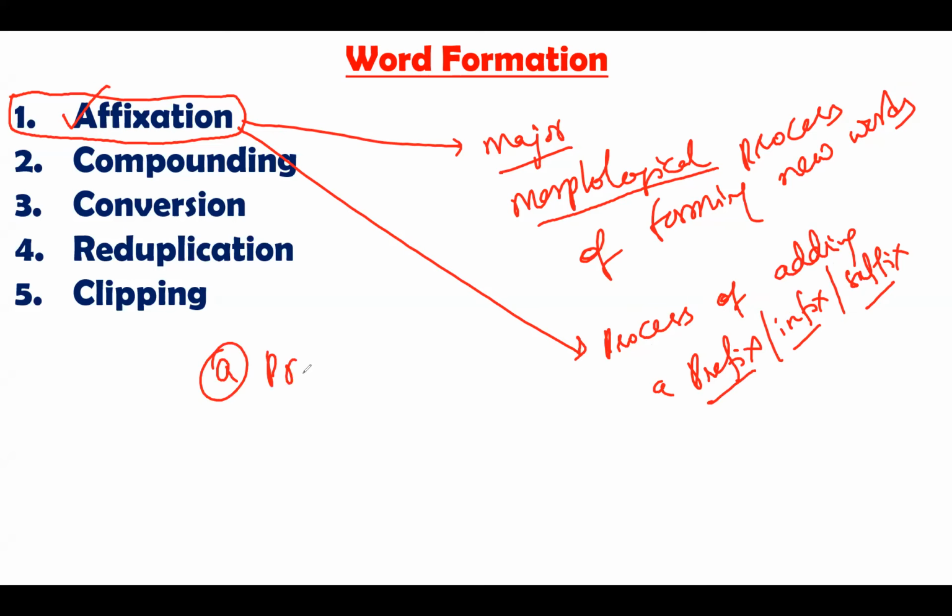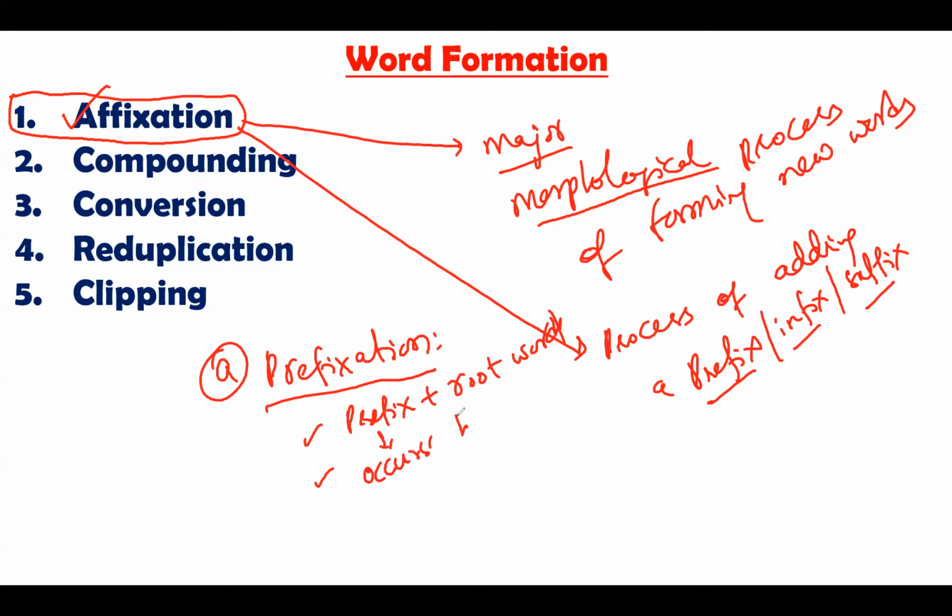Okay, let us talk about the concept of prefixation. Prefixation is the process of adding a prefix to a root word. Adding a prefix to the root word is known as the prefixation. Prefixation is the process of adding a prefix to the root word, and this prefix is added, as you know, where do we add it? It occurs before a root word.